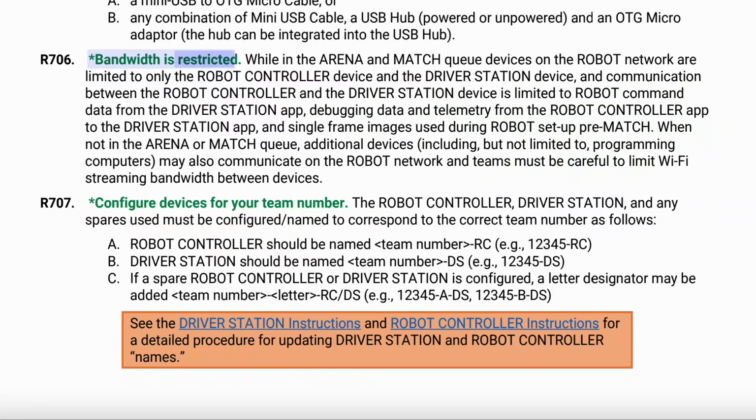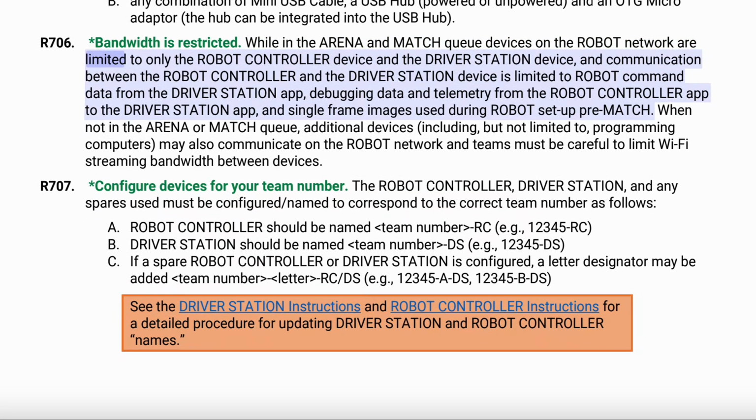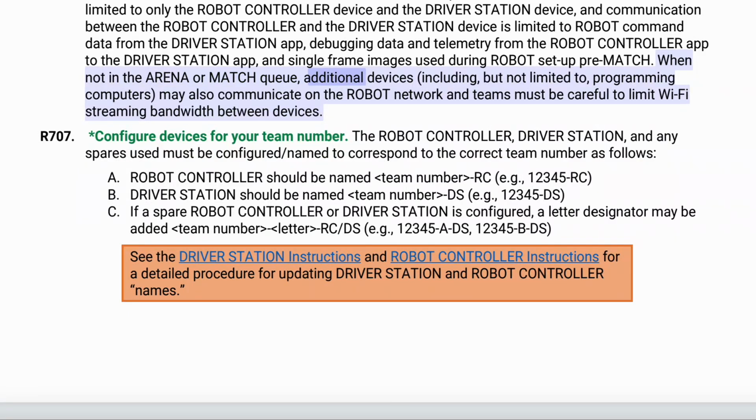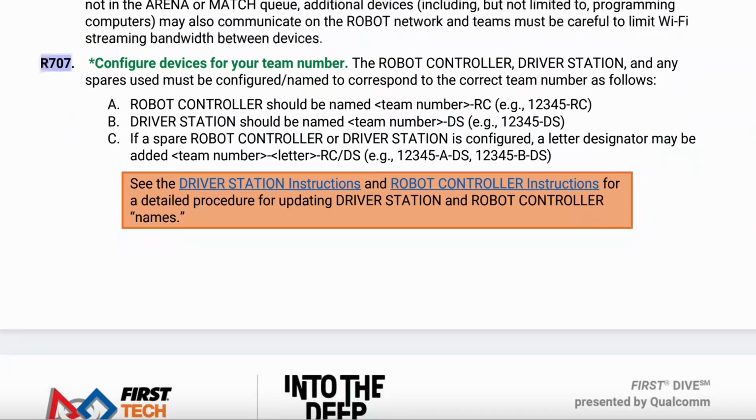R706. Bandwidth is restricted. While in the Arena and Match Queue, devices on the robot network are limited to only the robot controller device and the driver station device, and communication between the robot controller and the driver station device is limited to robot command data from the driver station app, debugging data and telemetry from the robot controller app to the driver station app, and single frame images used during robot setup pre-match. When not in the Arena or Match Queue, additional devices including but not limited to programming computers may also communicate on the robot network, and teams must be careful to limit Wi-Fi streaming bandwidth between devices.